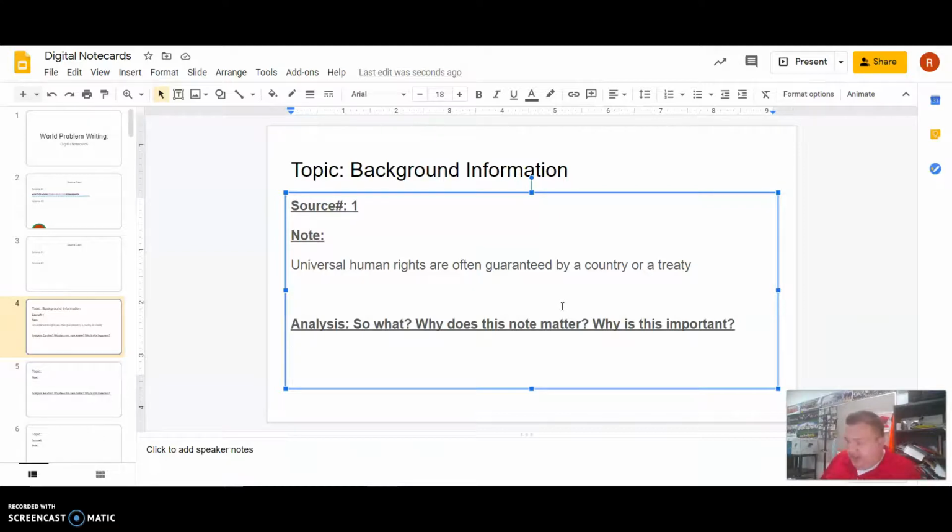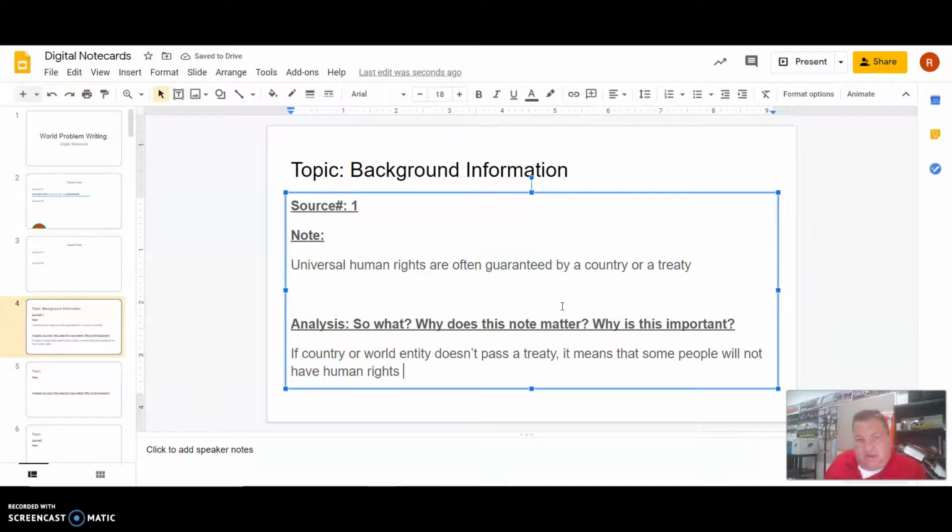So what, why does this matter? If a country or world entity doesn't pass a treaty, it means that some people will not have human rights. So my analysis here, this is the note, we break it down. Seems pretty straightforward.